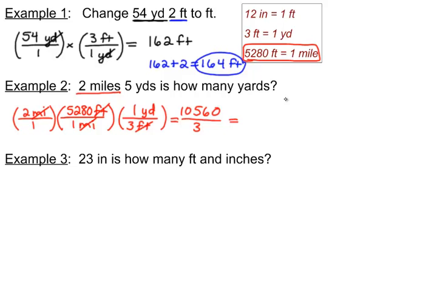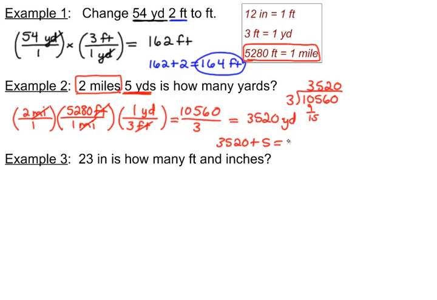So I'm going to divide that out. And I get 3,520 yards. Okay, that takes care of the 2 miles. I still have 5 yards more. So I take 3,520 plus 5 equals 3,525 yards. Keep in mind, this is not the only way to solve this problem. It's just one approach. Alright.